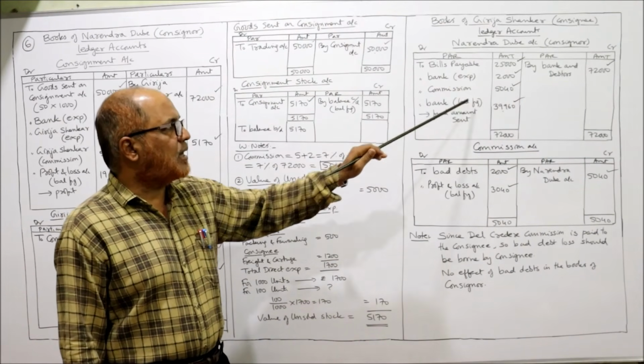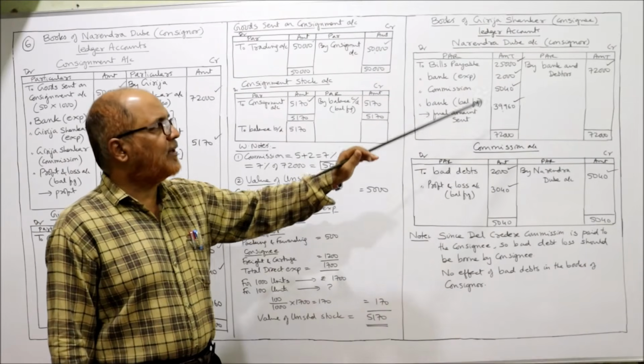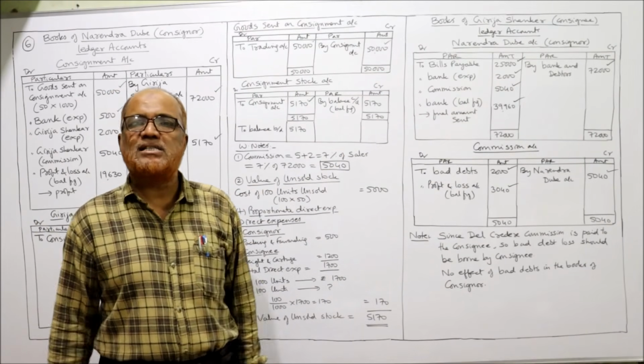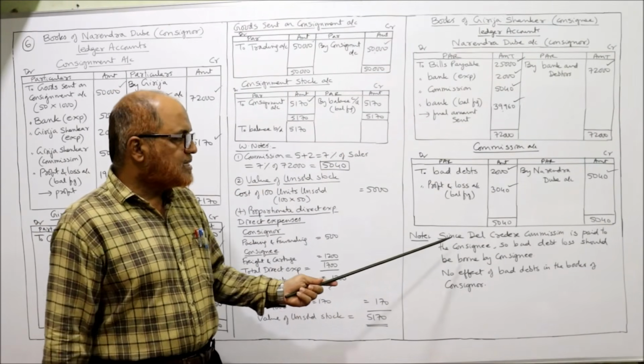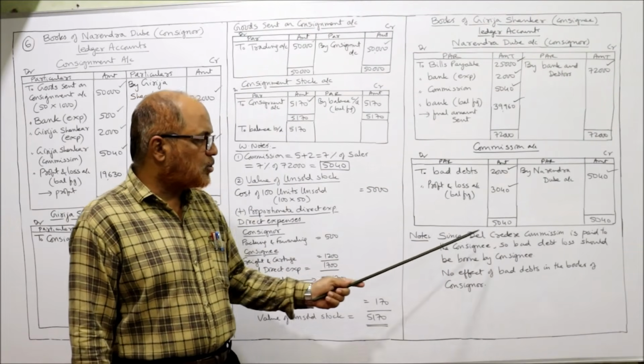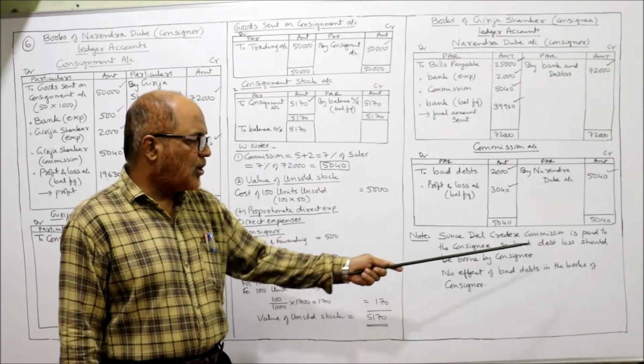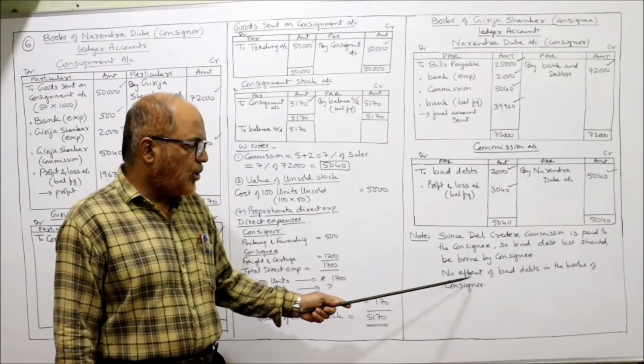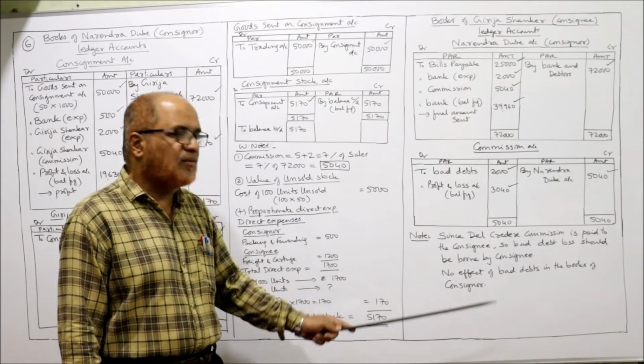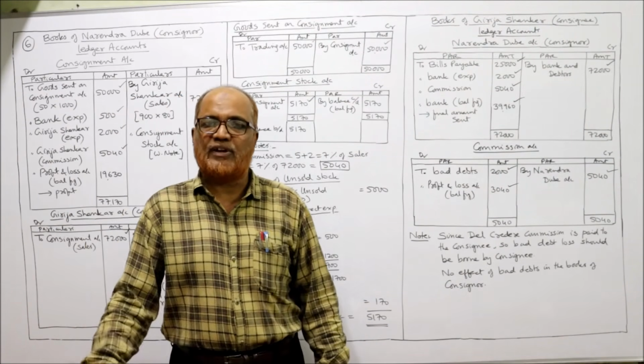Here the amount is sent to the consignor. Finished. These are the two accounts in the books of the consignee. One note I have given, since del credere commission is paid to the consignee, so bad debt loss should be borne by consignee. No effect of bad debts in the books of consignor. No effect. That's all.